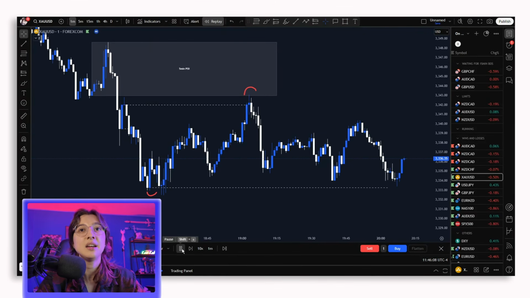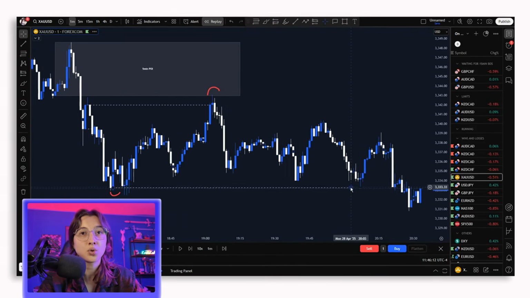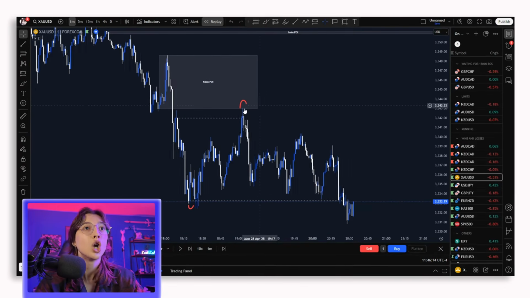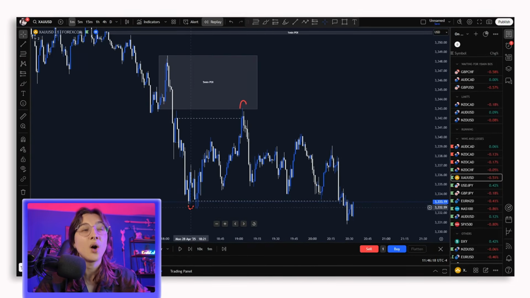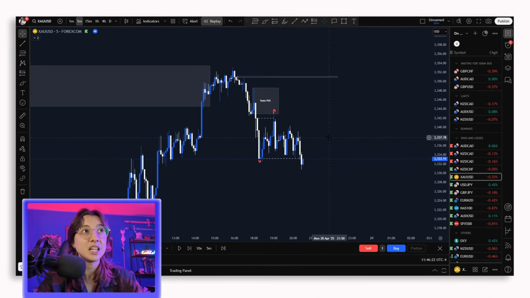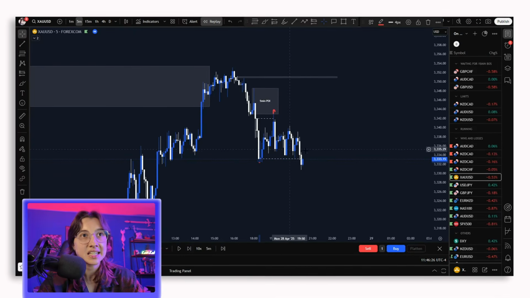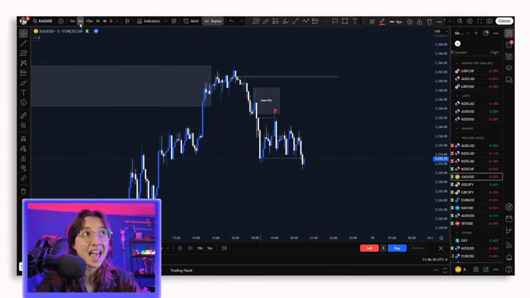And as you can see, later on price is just consolidating, and bam, we broke through a low exactly right here. So this is perfect, as you can see. However, now we have another thing that we need to be careful about, and this other thing is that we don't have any valid POI to look for an entry.